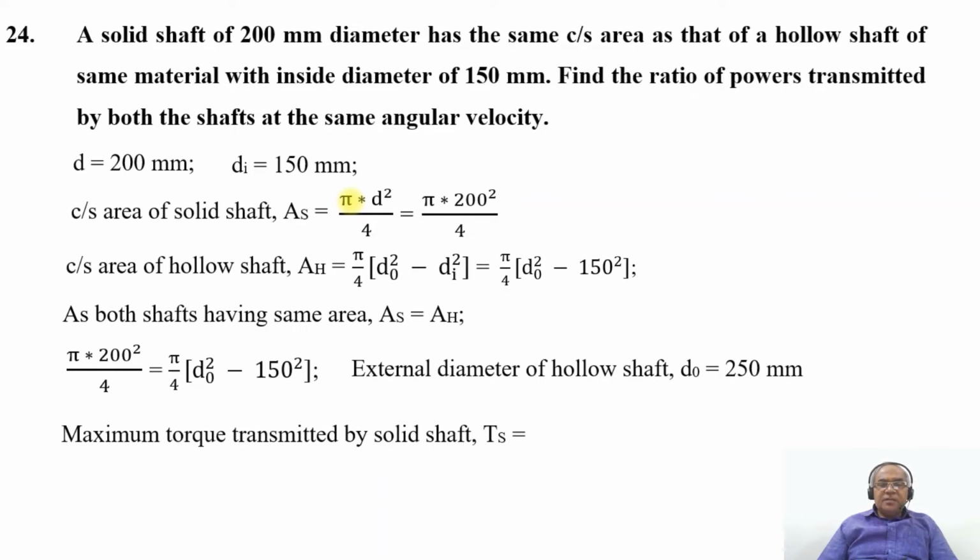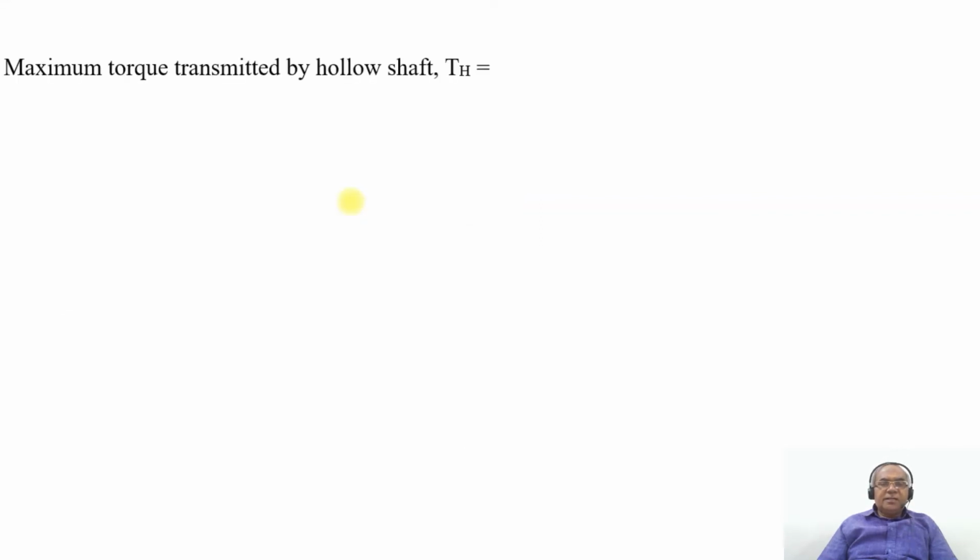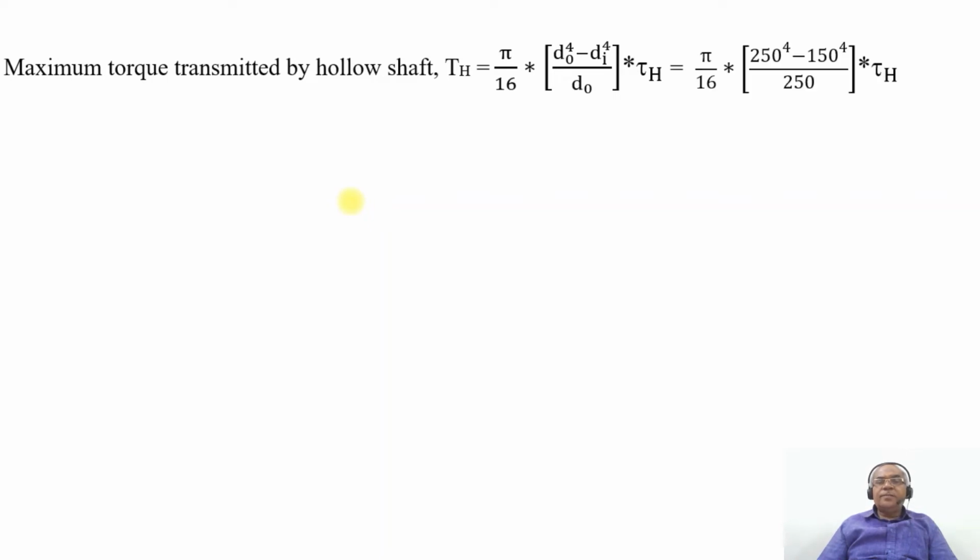So the maximum torque transmitted by the solid shaft Ts will be equal to pi d cube by 16 into tau s. So pi into 200 cube into tau s divided by 16, which will be equal to 500 into 10 to the power of 3 into pi into tau s. Similarly, the maximum torque transmitted by the hollow shaft Th will be equal to pi by 16 into, open the bracket, d naught to the power of 4 minus di to the power of 4, close the bracket, the entire thing divided by d naught, into tau h. Substituting the values, pi by 16 into, open the bracket, 250 to the power of 4 minus 150 to the power of 4, then divided by 250, close the bracket, into tau h. That will be equal to 850 into 10 to the power of 3 into pi into tau h.